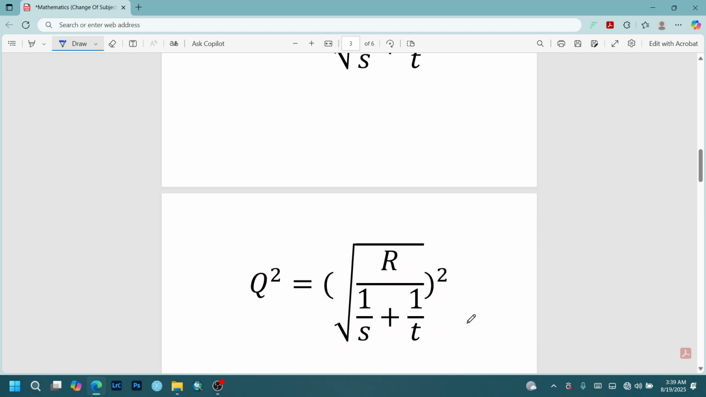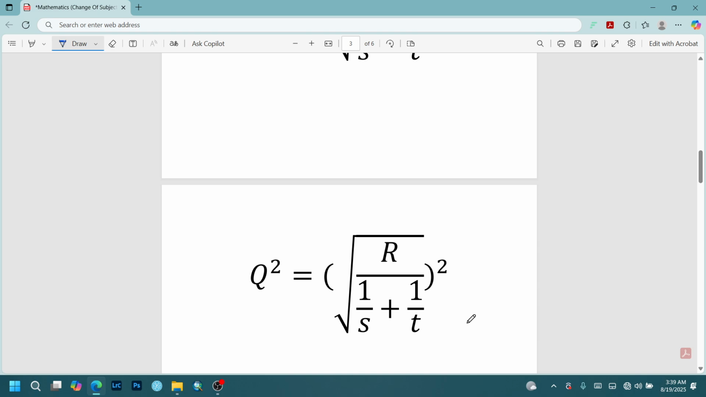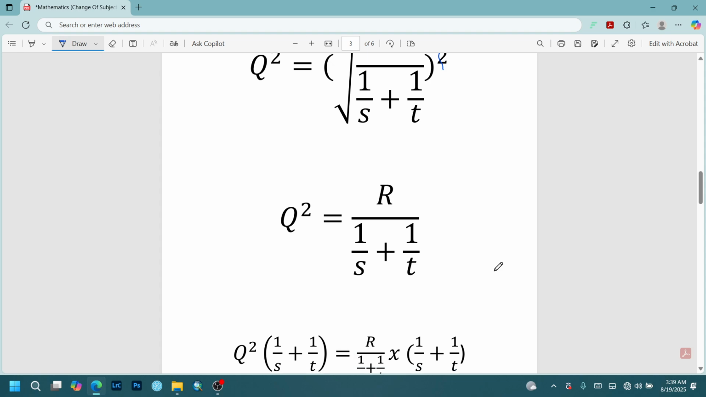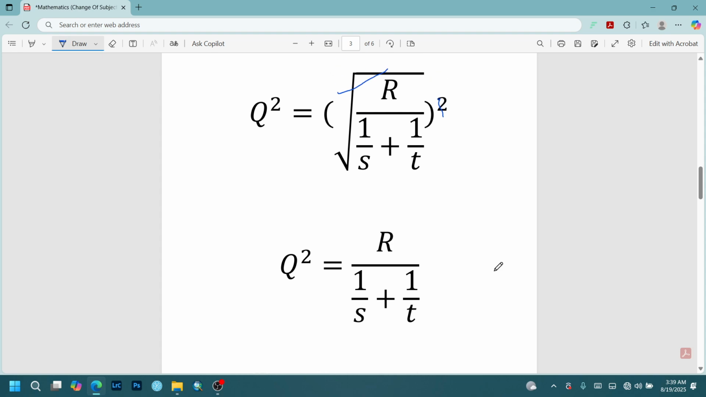So after stating our new equation, what we have to do is to eliminate the square root from the equation by cancelling out the square root. So this square will cancel the square root, thereby eliminating the square root. So we are going to have our new equation to be Q square equals the fraction R over the fraction 1 over S plus the fraction 1 over T, right?